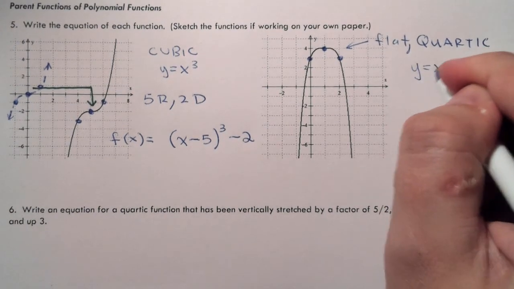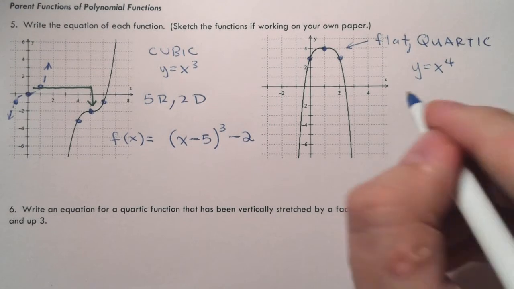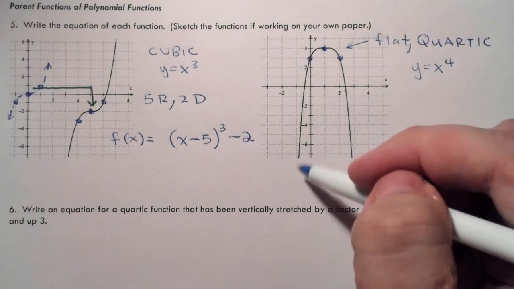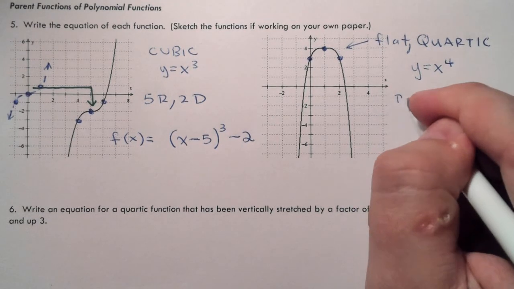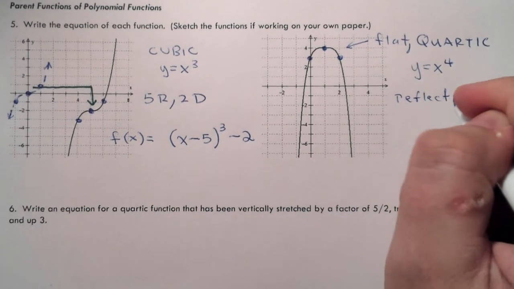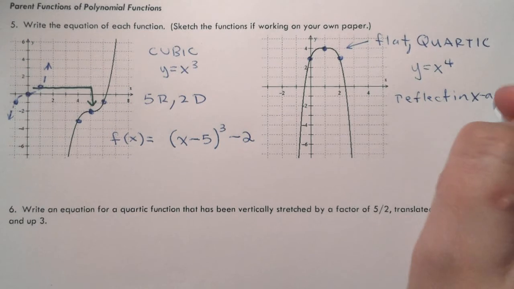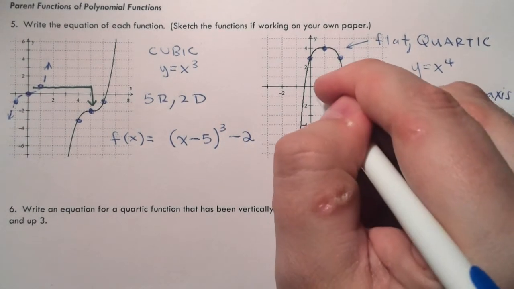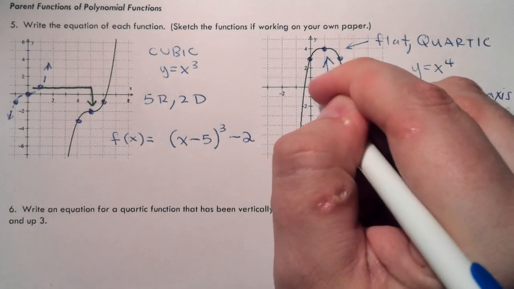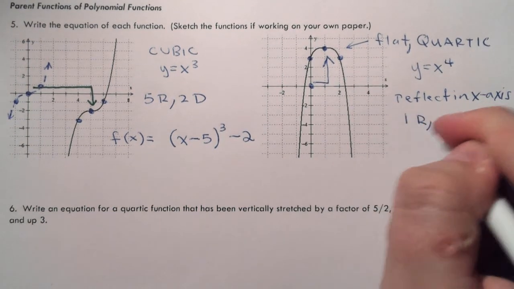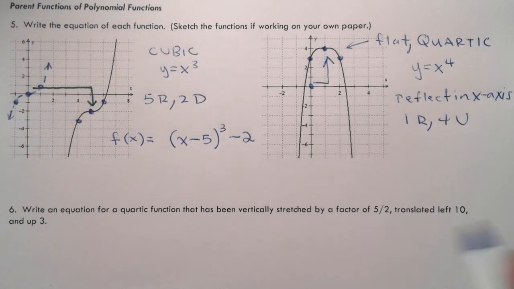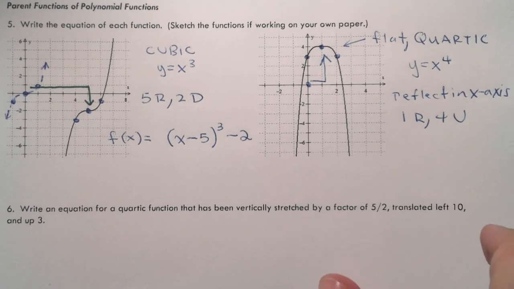My parent is y equals x to the 4th. What transformations do I have? Well, again, it's oriented downwards, thinking about the end behavior. So that means I have a reflection in the x-axis. And again, if I'm looking at the vertex, going from the origin to there, I've gone 1 right and 4 up. So I need to put this into my function.